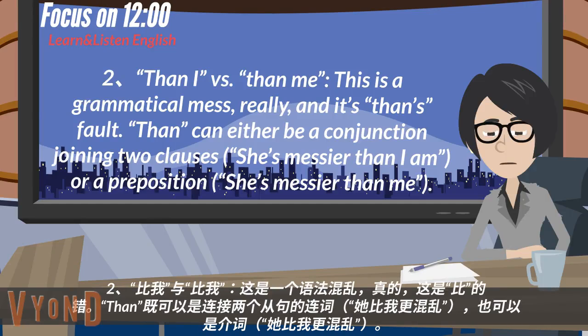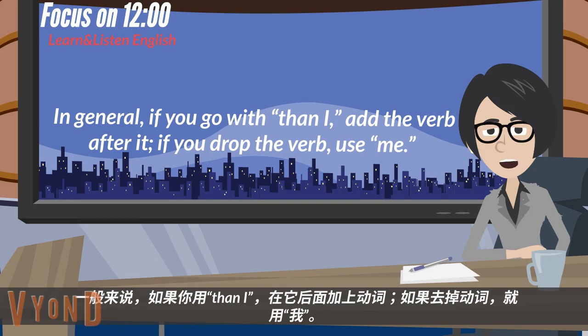2. Than I versus than me. This is a grammatical mess, really, and it's than's fault. Than can either be a conjunction joining two clauses, she's messier than I am, or a preposition, she's messier than me. In general, if you go with than I, add the verb after it. If you drop the verb, use me.